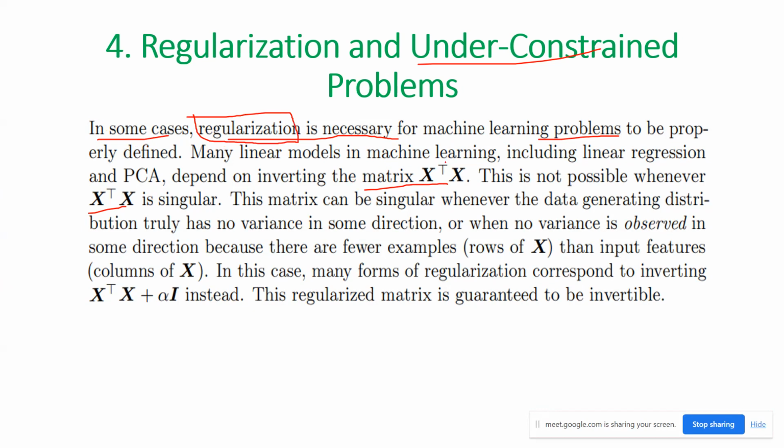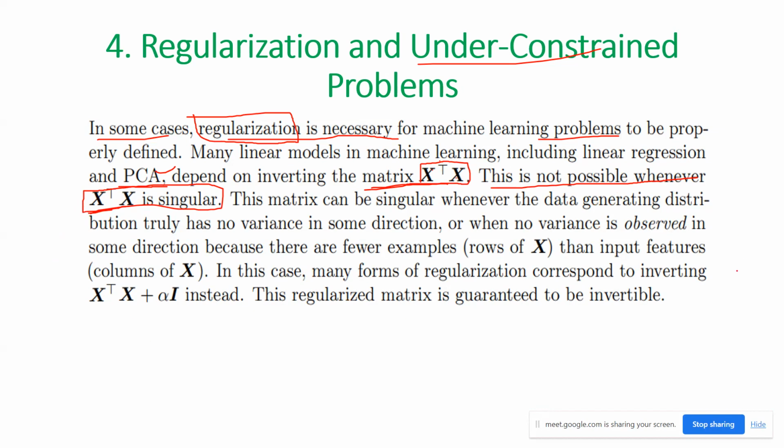So many linear models, machine learning models, include linear regression and PCA, principal component analysis. I will explain later. It is there in our syllabus. Using these, a matrix is applied: the transpose of x, that is the input value, is transposed and multiplied with the input values. That is also one of the ways to reduce. But this is not possible whenever x transpose x is singular. If it is singular, it is not possible. If it is not singular, you can apply all these things.